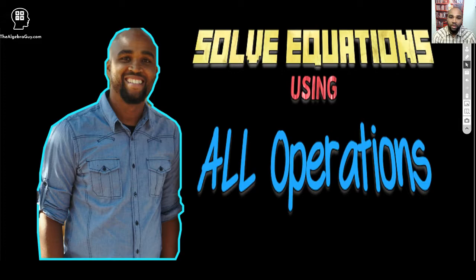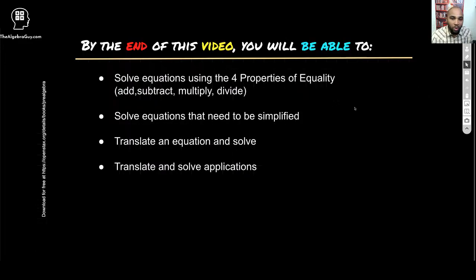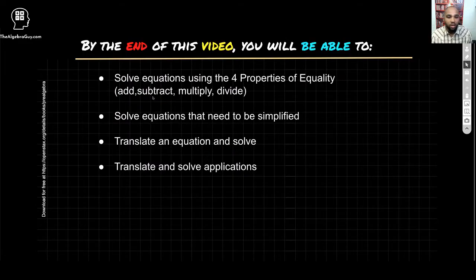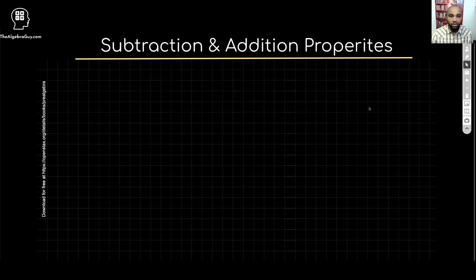As you see on your screen, today's lesson will cover solving equations using all the operations: adding, subtracting, multiplying, and dividing. So if you're struggling in any way doing that, stay tuned and struggle no more. So here are the questions we want to answer. Solve equations using the four properties of equality. Solve equations that need to be simplified. And I want you to know how to translate an equation when you're given a word problem, and then solve it and translate it in application problems. So let's jump into it.